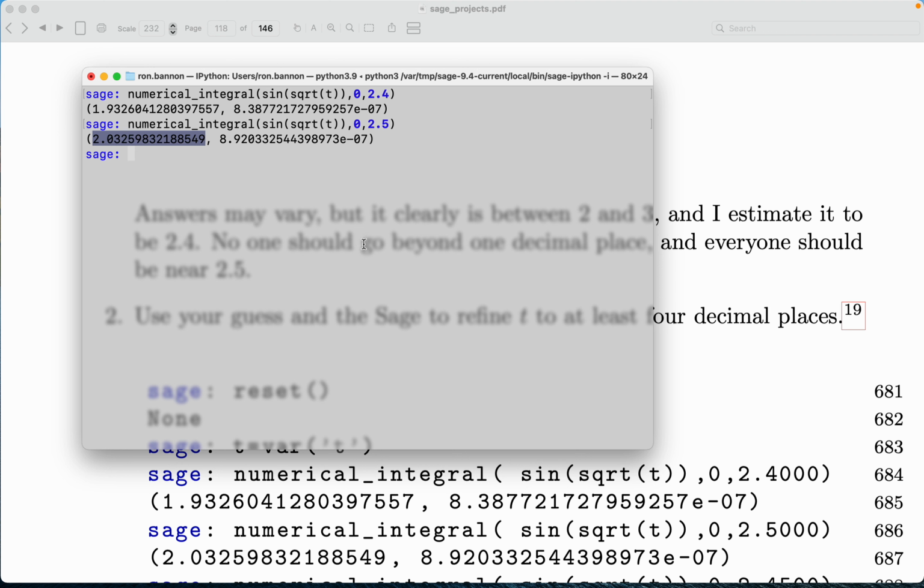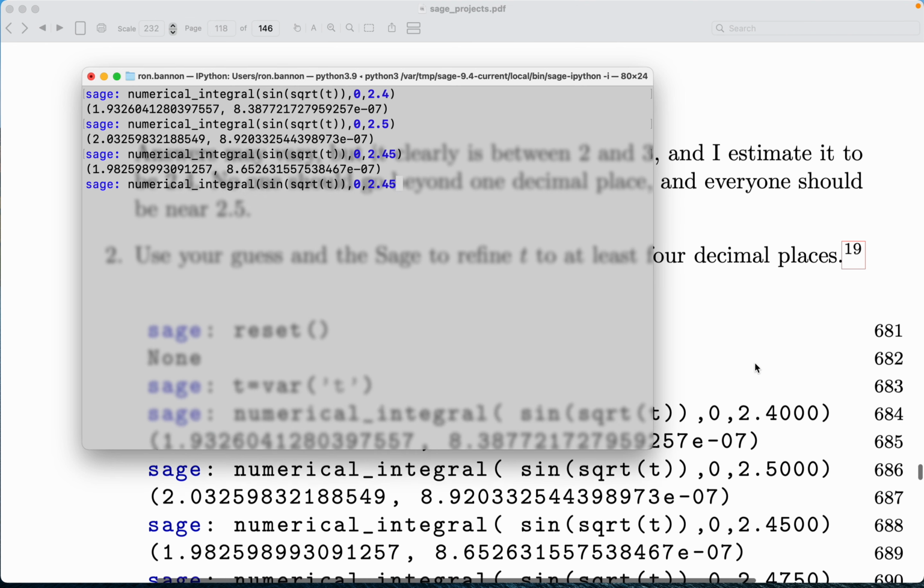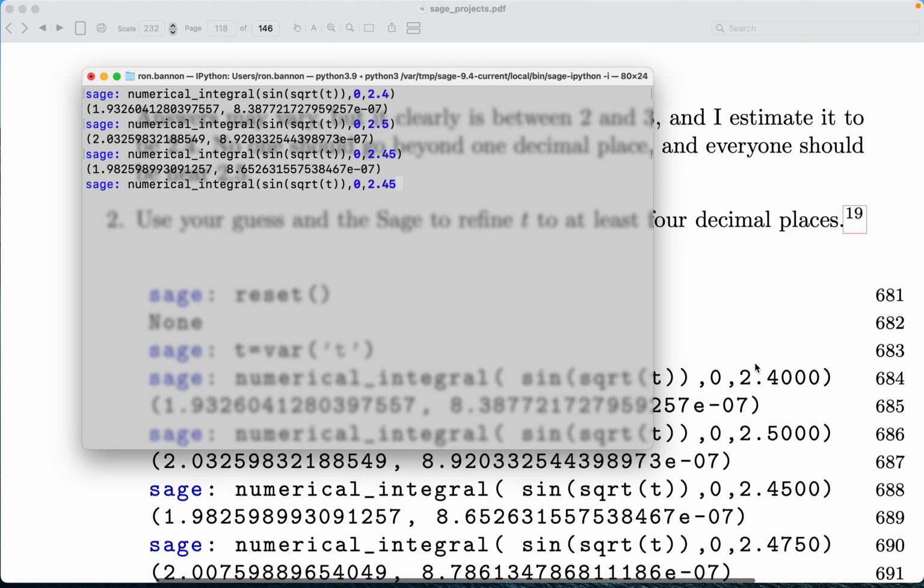I'd probably do something in between. And I'm going to say 4.5. And that's a little bit below 2. So now I'm going to go between 2.45 and 2.5. And I would say probably there, I don't know, let's see what they did. 4750. Let's put that down.